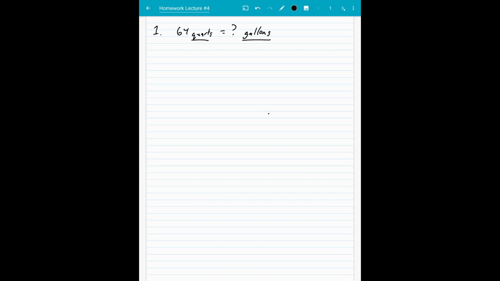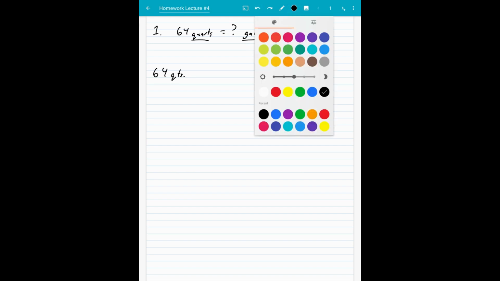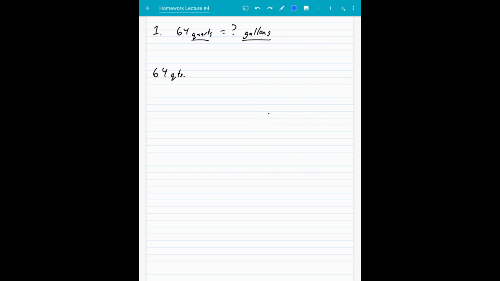So what we do is we take our initial amount, 64 quarts, and abbreviate that with QTS, quarts. We want to convert it to gallons. So this is our end goal, and we want to get there. So what we need to do is set up a ratio that gets us a path to convert quarts to gallons. Here's where your conversion chart comes in handy. You'll see the conversion chart up on the Moodle page. You can use that conversion chart to find a number of conversions to get the answer.